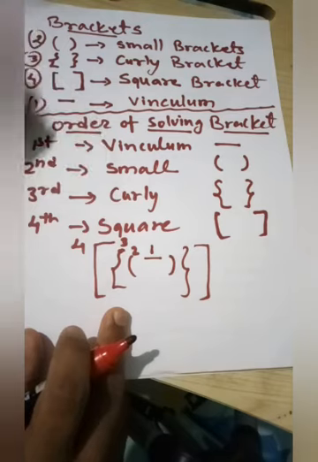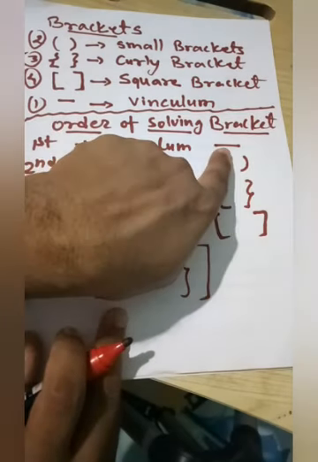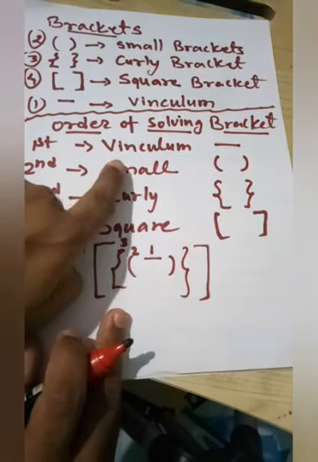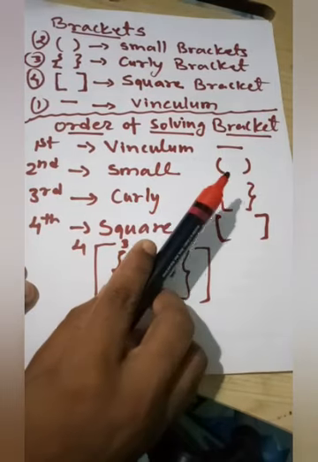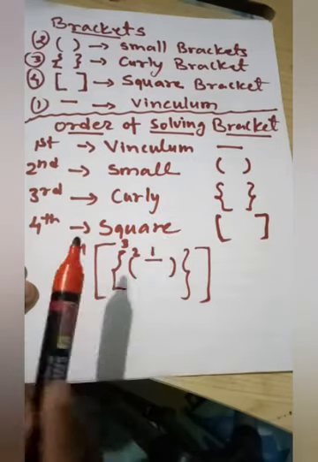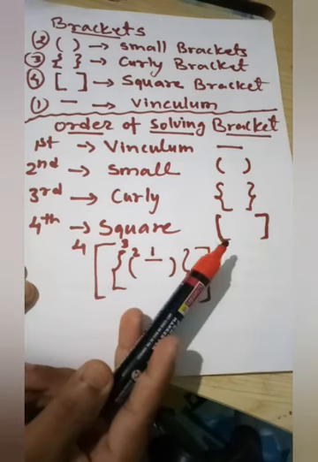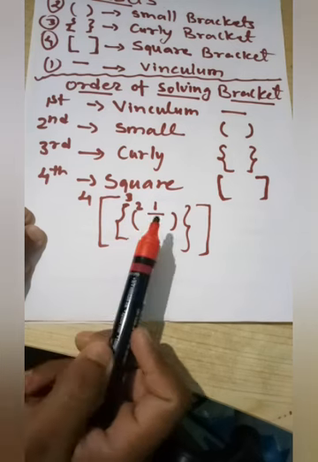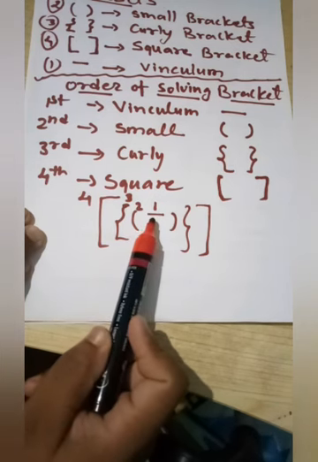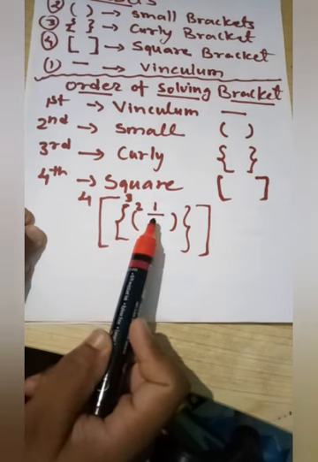Solving the brackets: which bracket will you solve first? Let's see. First you have to solve the bracket with a bar, which is called a vinculum. Then you need to solve the second one, the small bracket. The third one is the curly bracket, and the fourth, a square bracket, at the end. In a simple way I have shown you here. See it very carefully. First is the vinculum, the bar one, which we sometimes call the bar bracket.